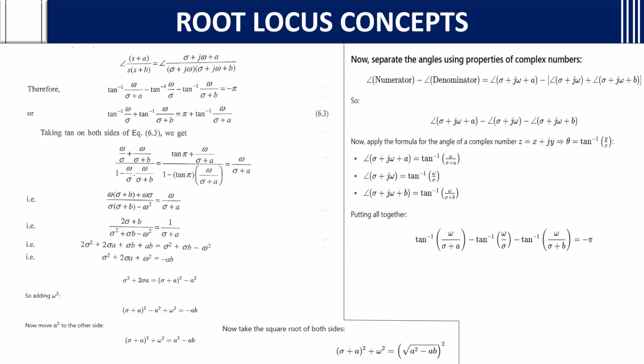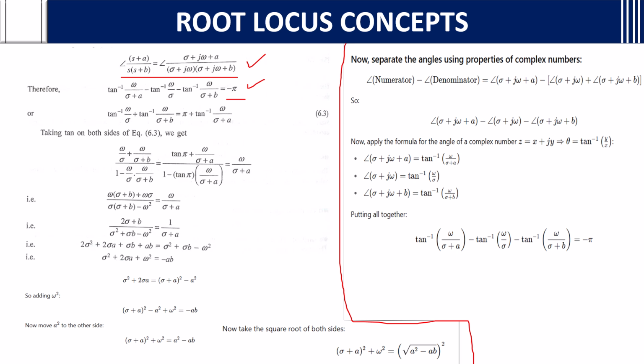So in the previous slide we got till here. Then what we have is: therefore, tan inverse omega by sigma plus a, minus tan inverse omega by sigma, minus tan inverse omega by sigma plus b, equals minus pi. How did you get this? I have made it clear, which is not there in the textbook, so I made it separately. How do you get this from this?